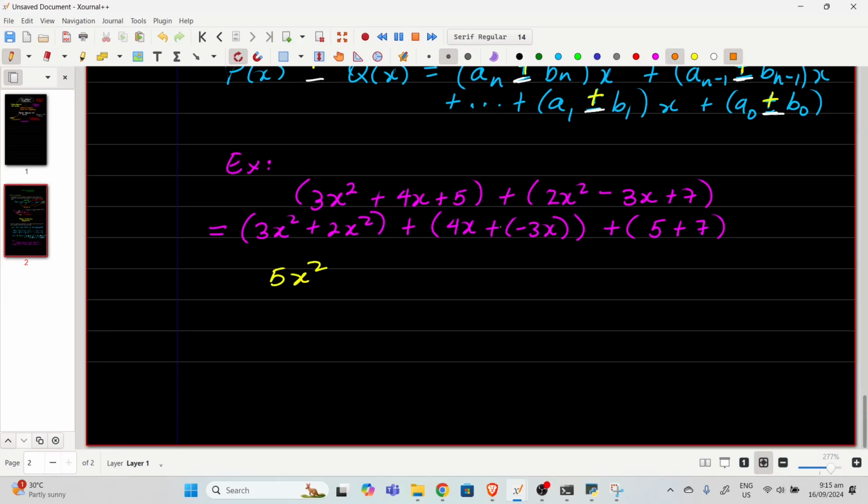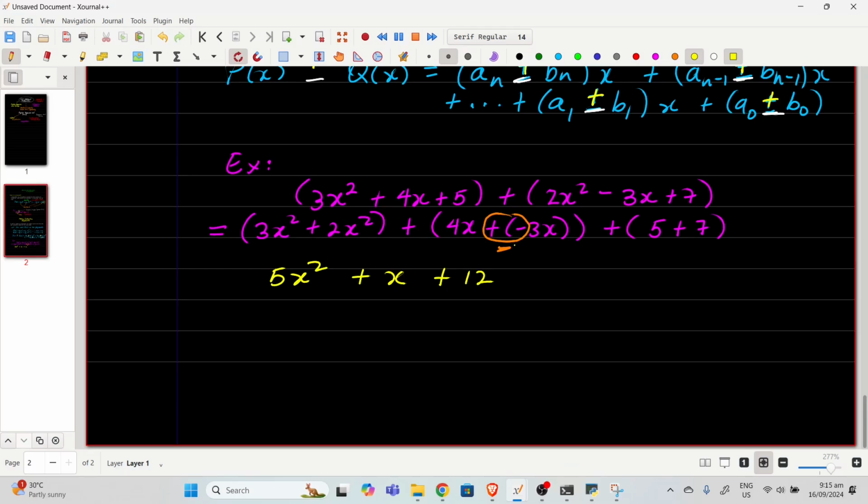Now when you have signs listed like this, you have to figure out whether it's going to be a positive or a negative. This here, as you can see, is going to be negative, so it's going to mean 4x minus 3x. 4x minus 3x is going to be x, so plus x. And then 5 plus 7 is going to be 12. Now, you may be wondering, why would I say that a plus and a minus is a negative sign? That's the rule that we would go about doing.